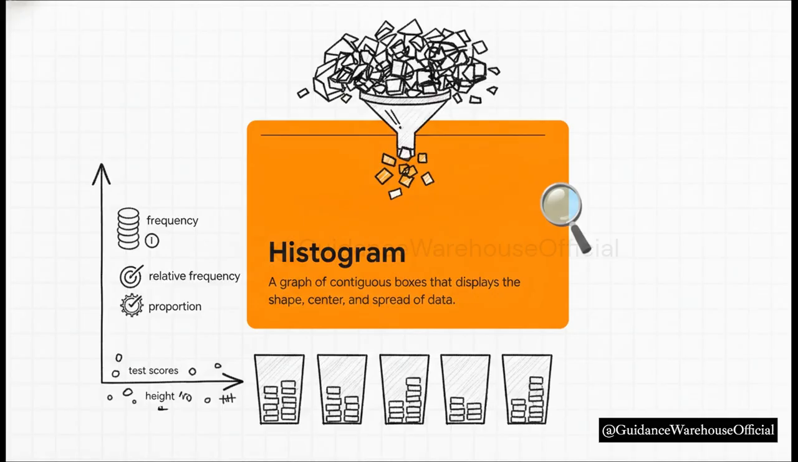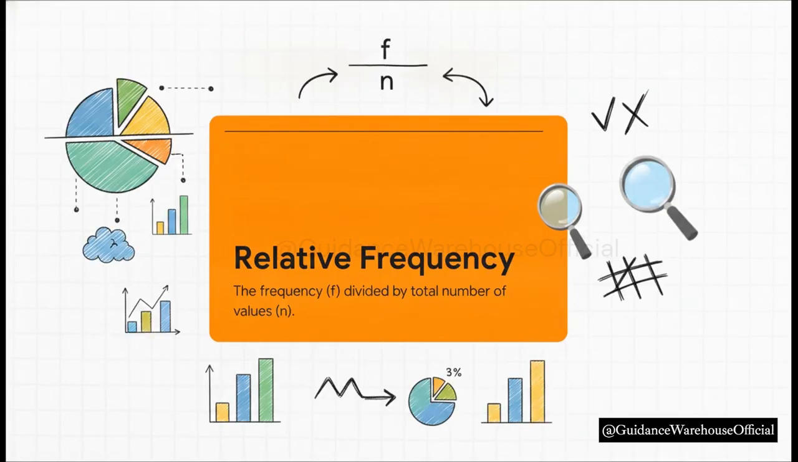The horizontal axis shows what you're measuring, like test scores or people's heights. And the vertical axis? That shows the frequency, which is literally just the raw count of how many items landed in that specific bucket, or the relative frequency. Let's look at the actual math behind that.